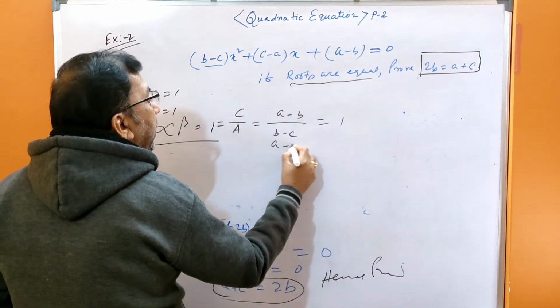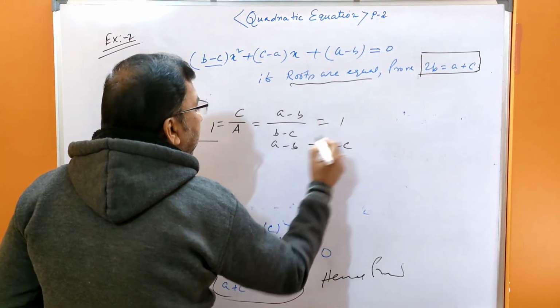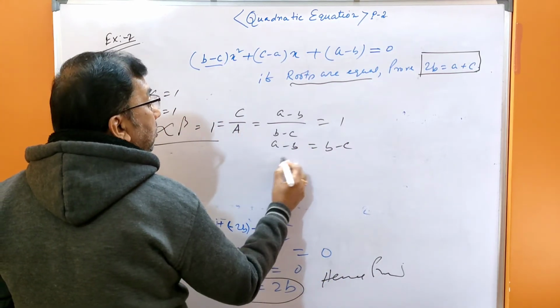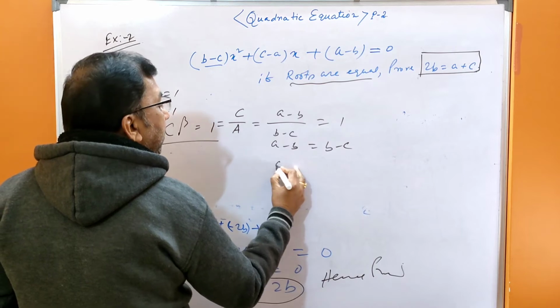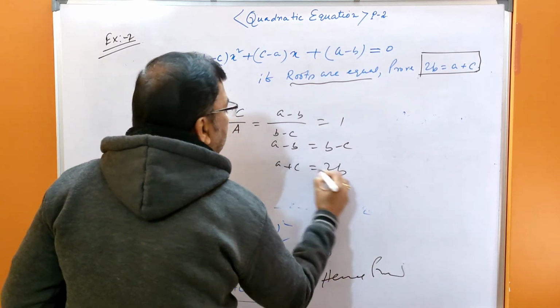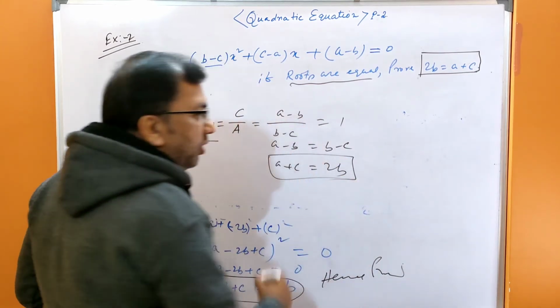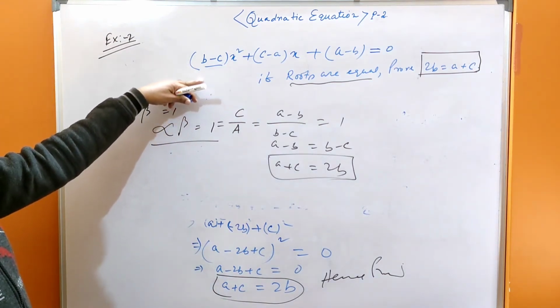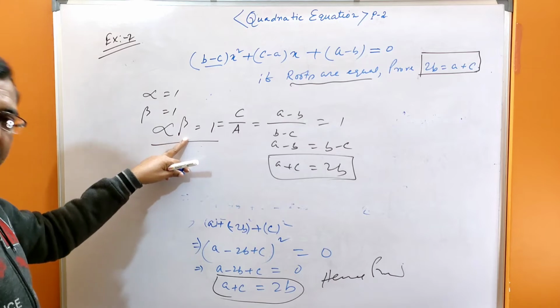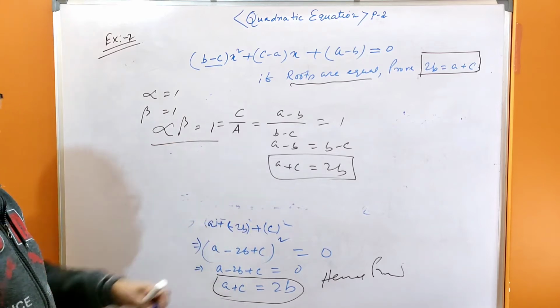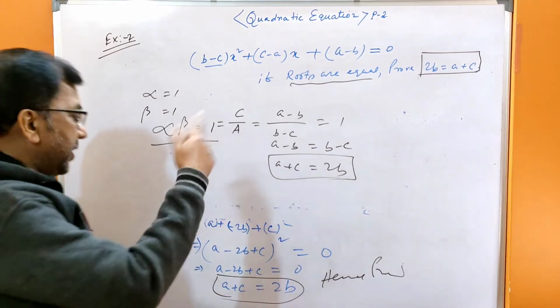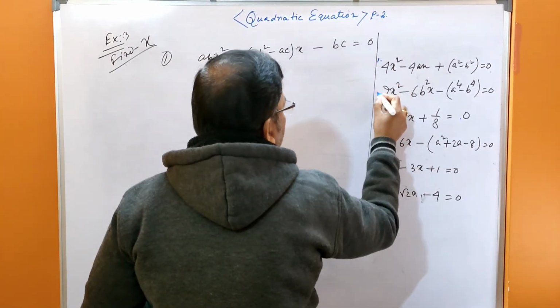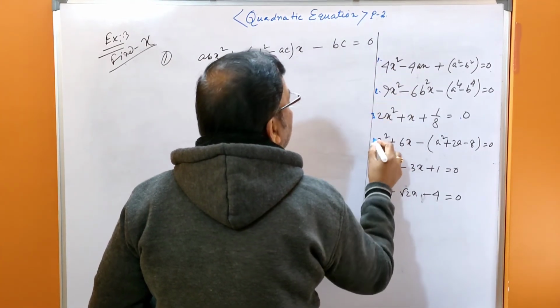Cross multiply, A minus B equals B minus C. So, B minus B, that is A plus C equals 2B. This is another way of proof, by quadratic polynomials. Alpha beta equals 1. You can prove it in this way also. Clear?